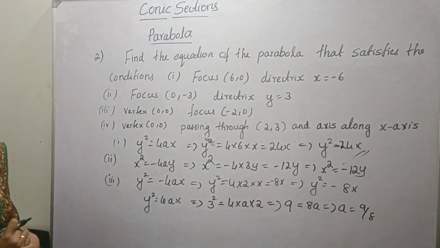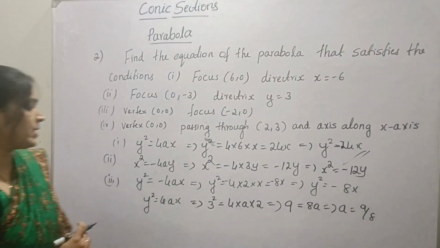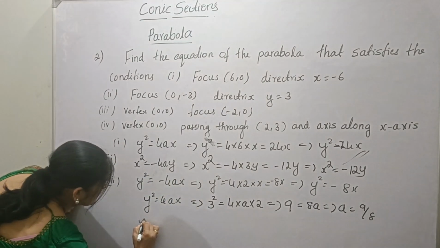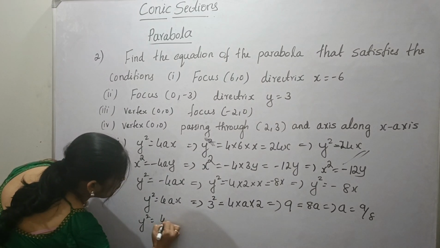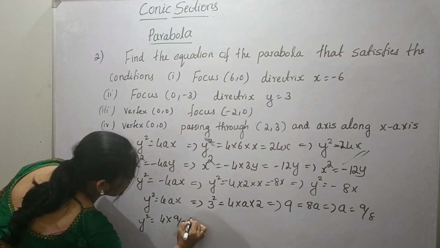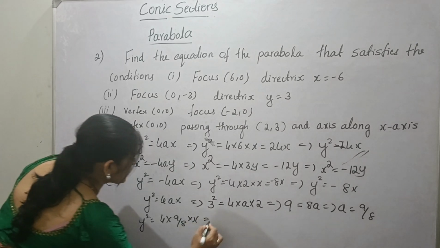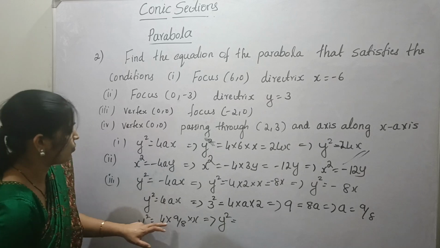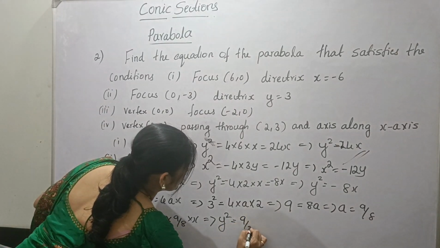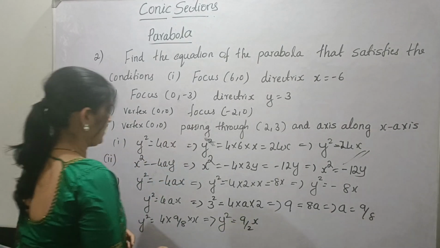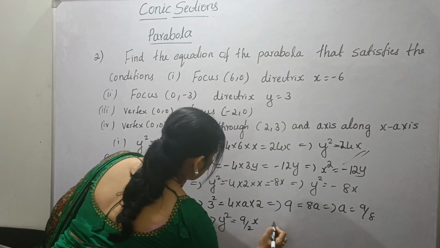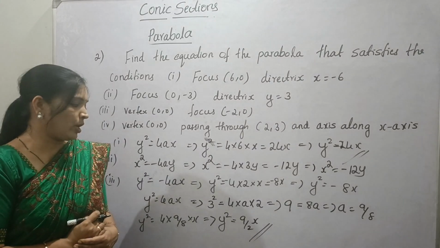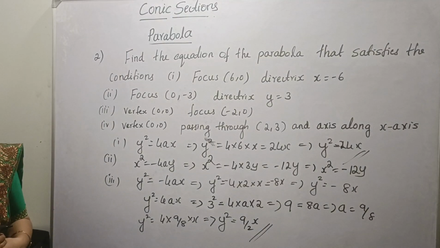Okay. See, here we have got a is equal to 9 by 8. Next, substitute a is equal to 9 by 8 in this equation. What will you get? y square is equal to 4 into 9 by 8 into x, that implies y square is equal to 9 by 2 x. Okay, that's all. So, here the required equation of the parabola is y square is equal to 9 by 2 x.